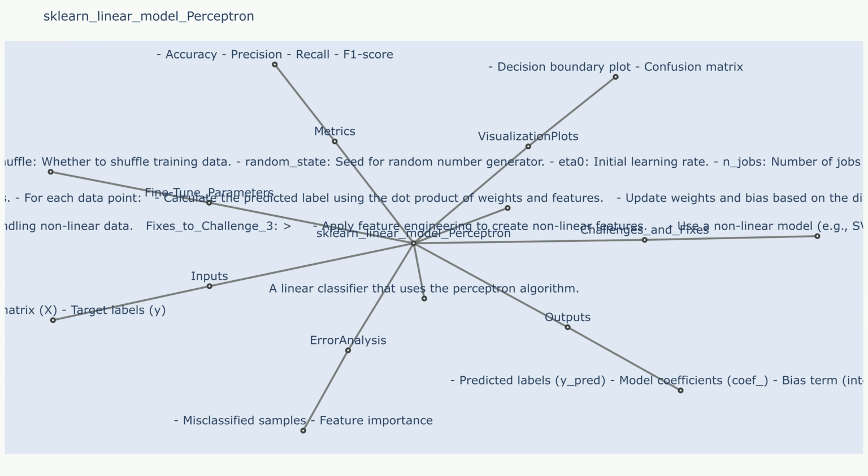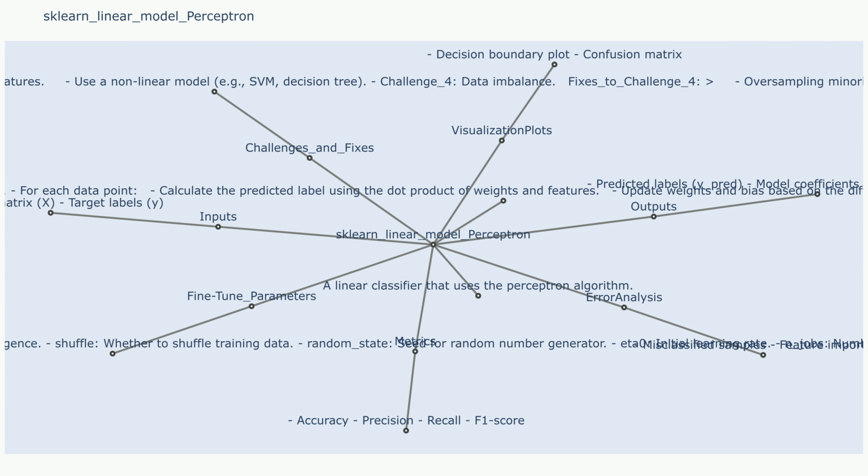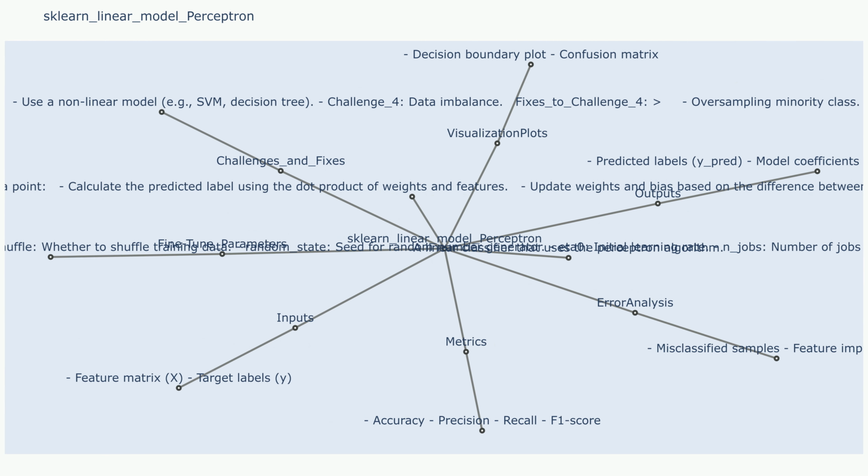Fine-tune parameters. Penalty: the penalty term to be added to the loss function. It can be L1, L2, or elastic net. The default is L2. Alpha: the regularization parameter. It controls the strength of the penalty term. The default is 0.0001. Fit intercept: whether to fit an intercept term.